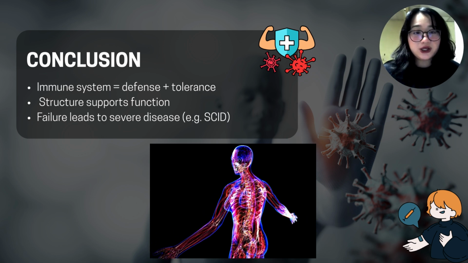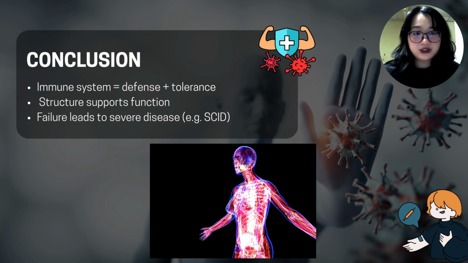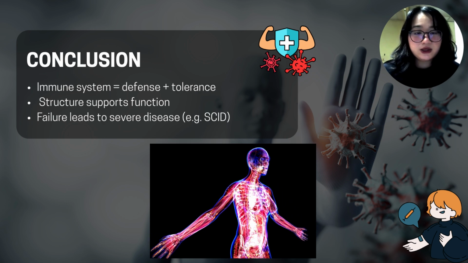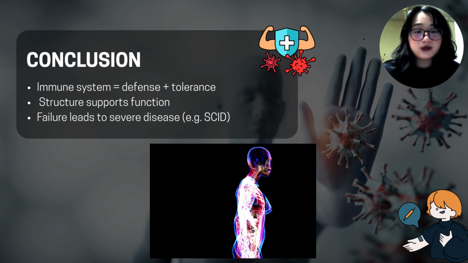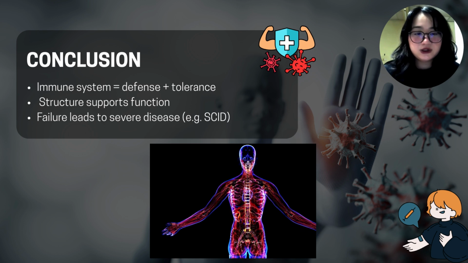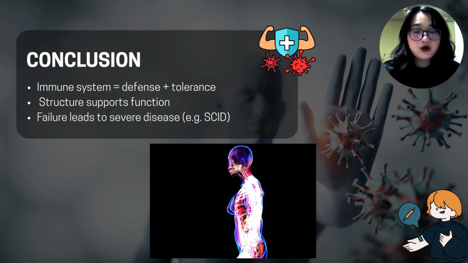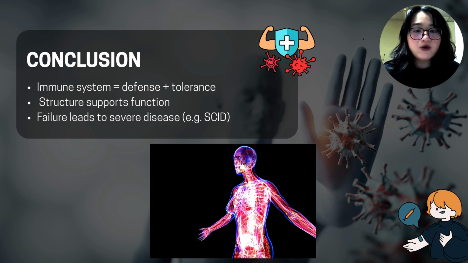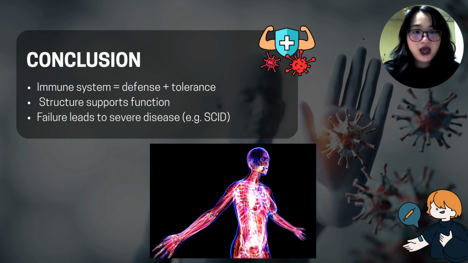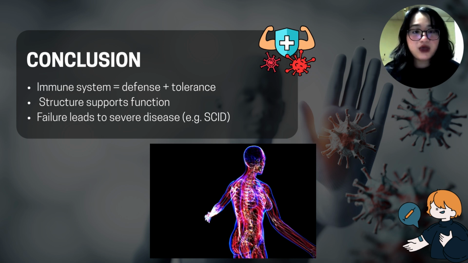So, in conclusion, the immune system is crucial for protecting the body from infections while maintaining tolerance to self. Its structure is closely linked to its functions, from immune cell development in primary organs to immune activation in secondary organs. Disruption in the system, as seen in conditions such as SCID, demonstrates how critical immune anatomy and regulation are for survival. Understanding the immune system is therefore fundamental to understanding both health and disease.